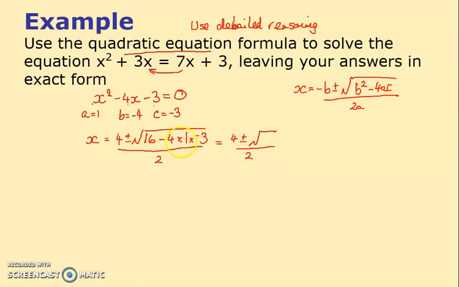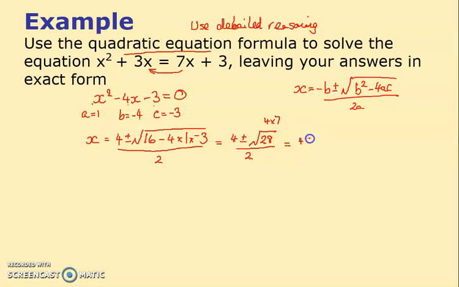Now, 4 times 1 times 3 is 12. And notice it's minus and minus, so it's plus 12. 16 plus 12 is 28. Now, what it says, leave your answer in the exact form, so it doesn't want us to do anything other than tidying it up now. 2's go into that. And also, I can see 4 times 7 is 28. You should always look for square numbers that go into your number when you get a surd like that.